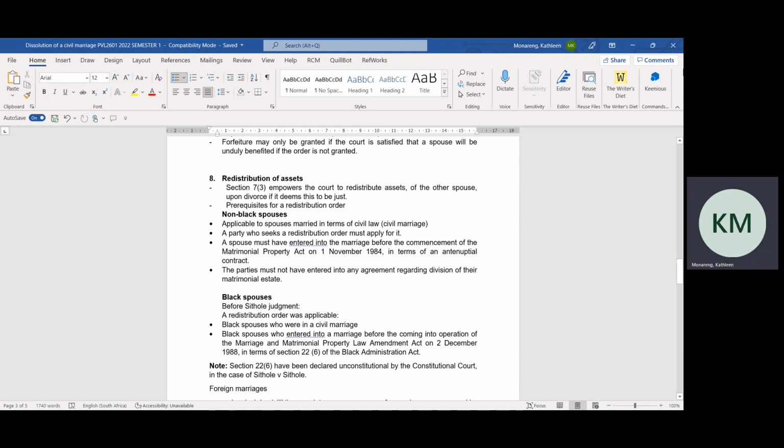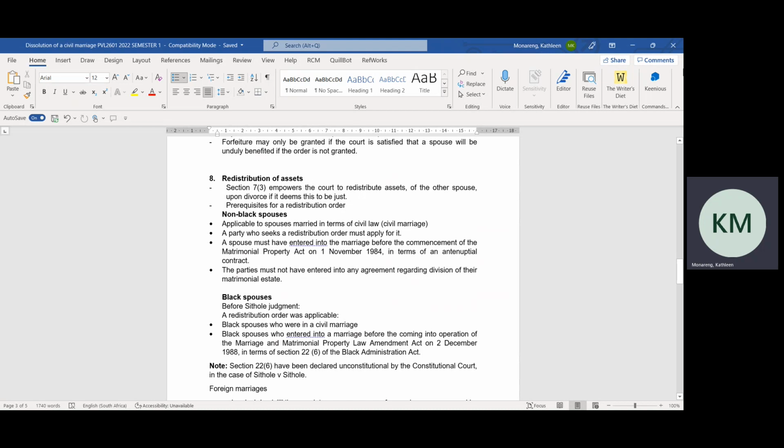Section 22, subsection 6 of the Black Administrative Act has been declared unconstitutional by the Constitutional Court. Before I tell you the result of it, let me just go back and make you aware that in terms of this provision, Section 22, subsection 6 of the Black Administrative Act, all civil marriages of Black spouses are automatically out of community of property.